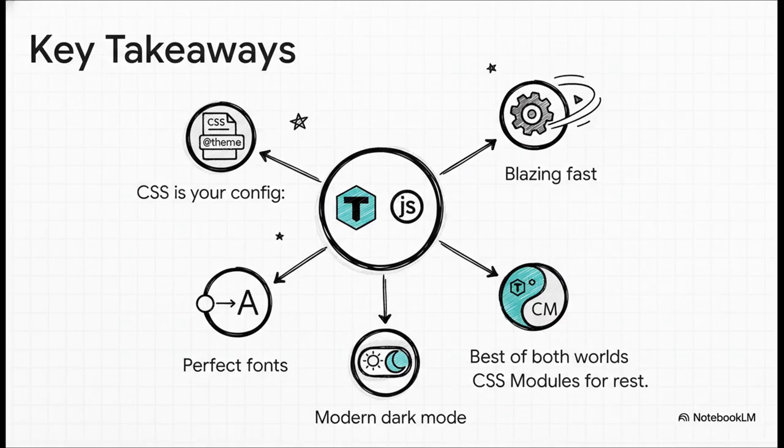So, if you remember anything from this, remember these key things. First, your CSS is now your config file, all thanks to @theme. Second, development is going to feel blazing fast because of that new Oxide engine. Third, Next/font plus @theme inline is the perfect solution for fonts. Fourth, embrace the hybrid approach. Use Tailwind for almost everything and CSS modules for the exceptions. And finally, modern dark mode is handled so elegantly with @custom-variant.